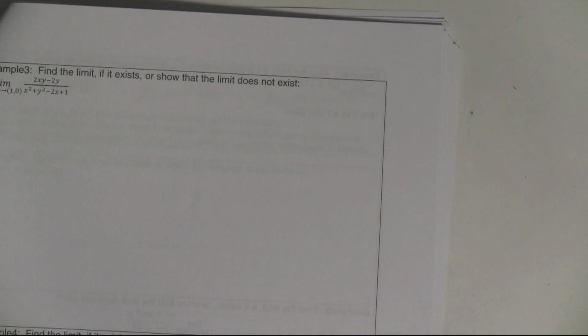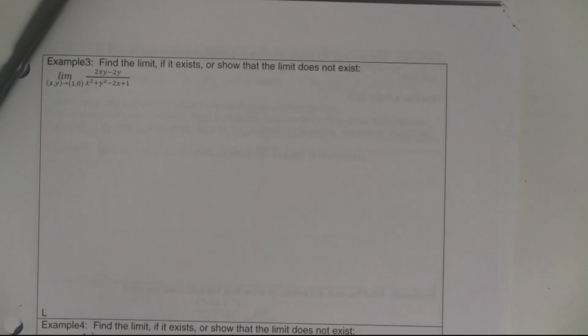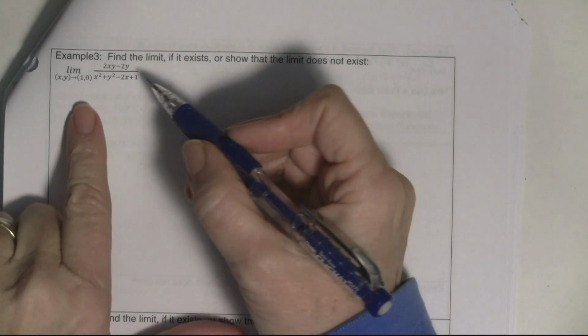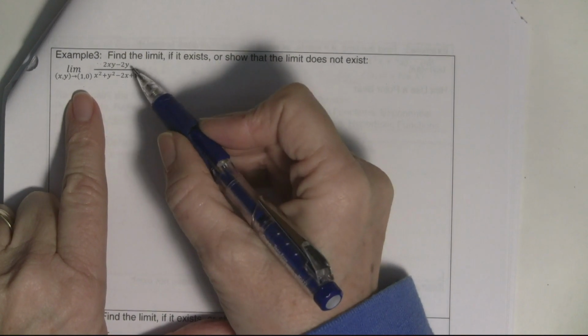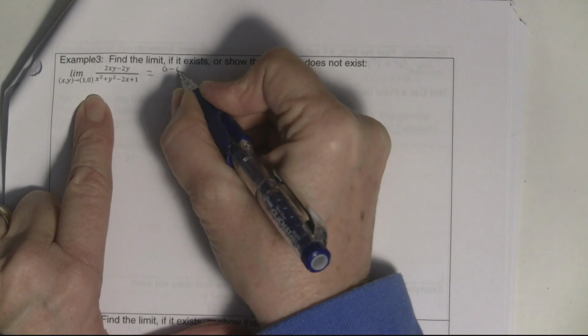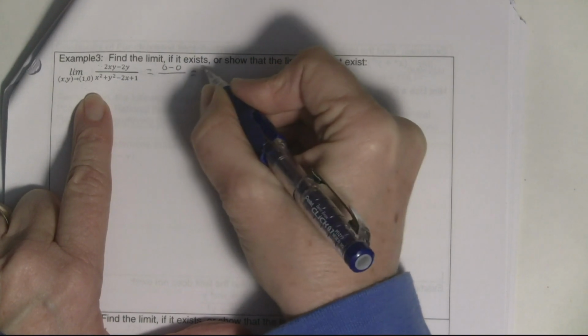So it says here, find the limit if it exists or show it doesn't exist. And so if I substitute in there, just to make sure, if I substitute in 1 and 0, that's 0, that's 0. So this is 0 minus 0, which is 0.